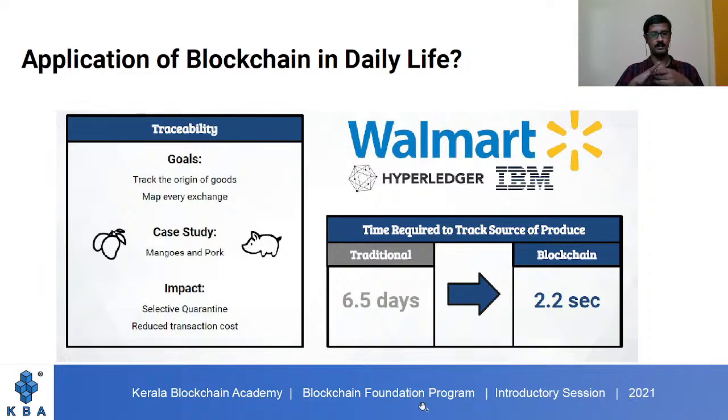So what is the impact of that? In traditional methods, it required a week's time to track the source of a particular item on the shelf of Walmart, from which farm it came. But using blockchain technology, that same time was reduced to less than 2.2 seconds. So that is the advantage of using a blockchain. How is it impactful? It leads to selective quarantine, where if some of the products from a particular farm are found to be defective, they can be quarantined, reducing the transaction cost, and there are a lot of advantages of such traceability in daily life. This is just the tip of the iceberg regarding the applications of blockchain. There are a lot of other blockchain applications which are discussed in the course, so you can read more about this in the course.